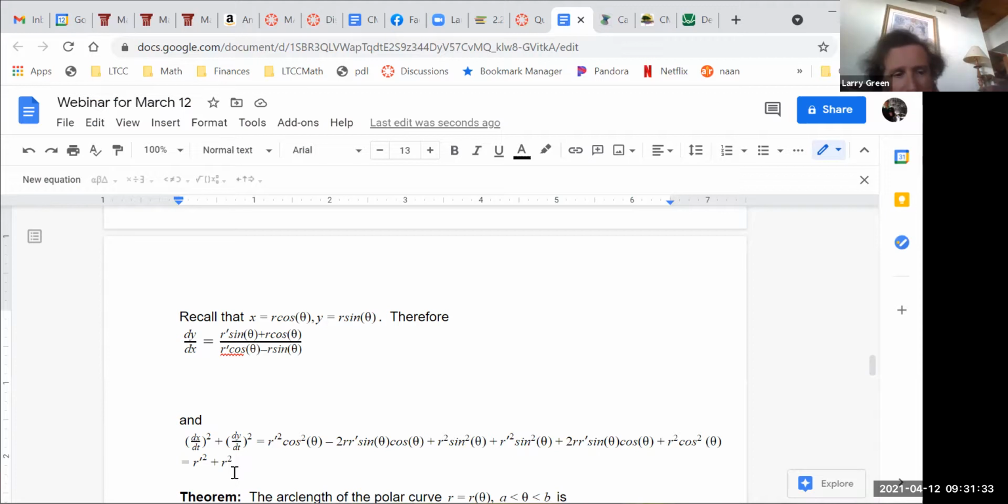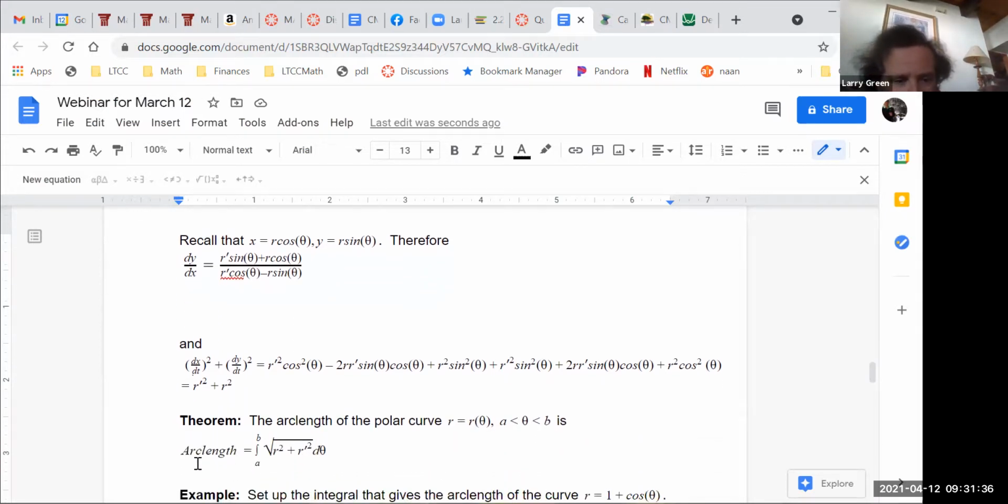All right, so now we're ready for the big theorem, and that is the arc length of the polar curve, r equals r of theta, for theta between a and b, is the integral from a to b of just the square root of r squared plus r prime squared d theta. I wrote the r squared first because that's the way the book does it. It's actually kind of a nice, pretty formula compared to this messy stuff when you FOIL the thing out. Any questions on the theorem about arc length for a polar curve?